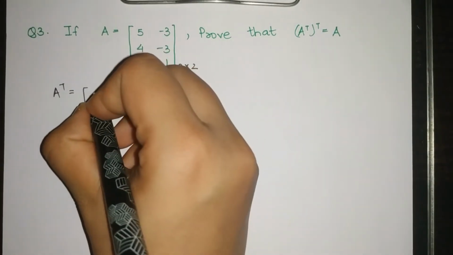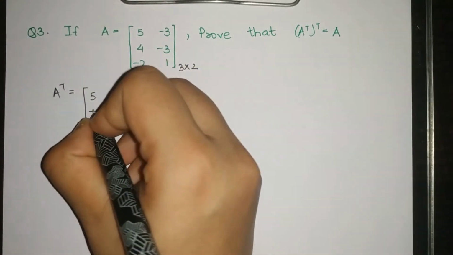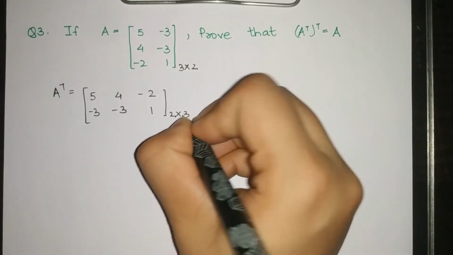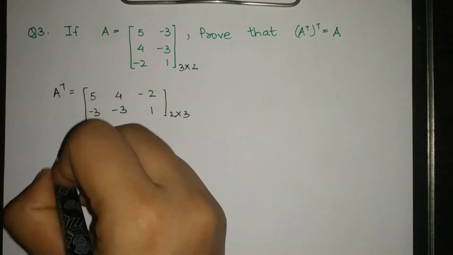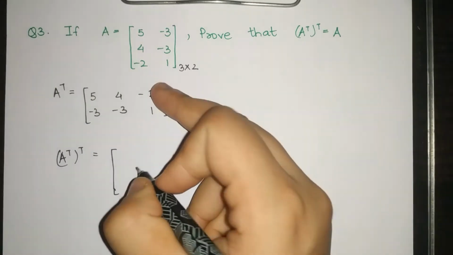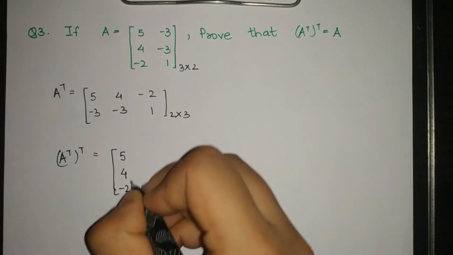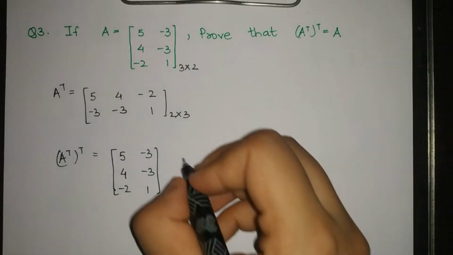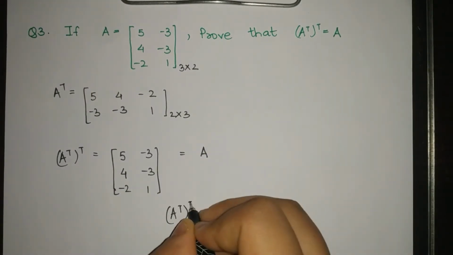This will become 5, 4, minus 2. First column becomes first row and then second row becomes second column. Okay. This is a 2 cross 3 matrix. वापस हम इसको करेंगे ट्रांसपोज तो हमको मिलने वाला है ओरिजिनल मैट्रिक्स ही. तो क्या होगा इसमें भी, फर्स्ट रो बन जाएगा फर्स्ट कॉलम, तो 5, 4, minus 2 और ये minus 3 and 1 which is nothing but the original matrix. So therefore A transpose का transpose is equal to A.